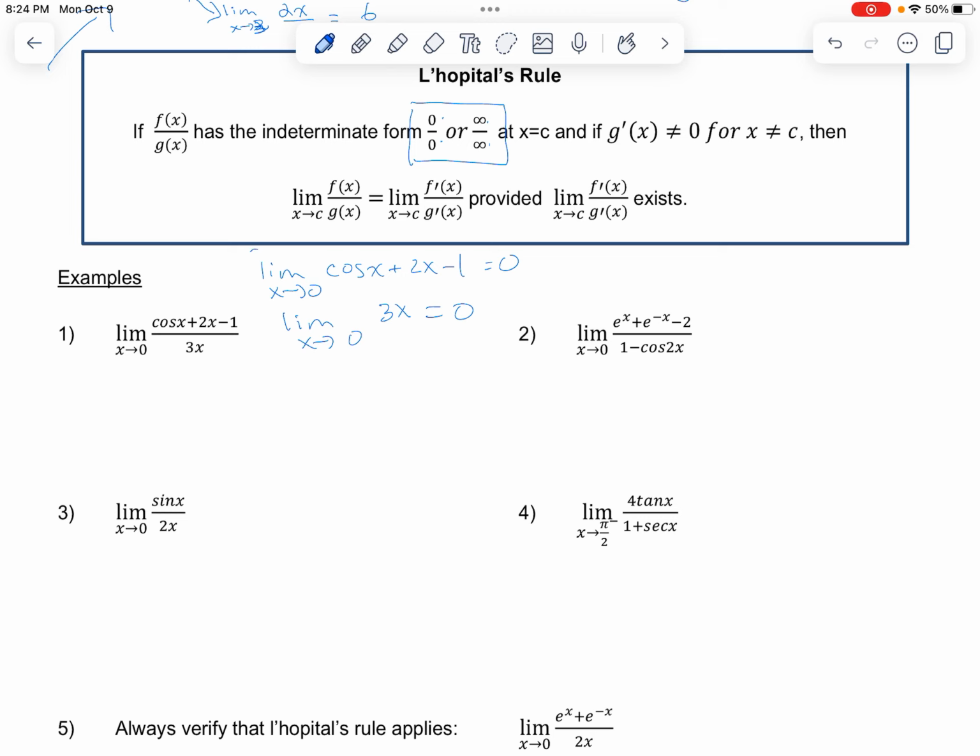Now, on a short answer, when you are showing your work for L'Hopital's rule, it is very important that you show that you did the top and the bottom separately. Do not write this equals 0 over 0, because that's an incorrect statement.